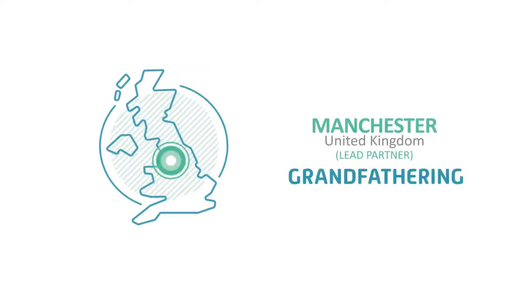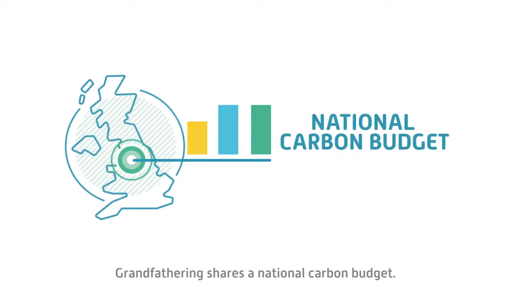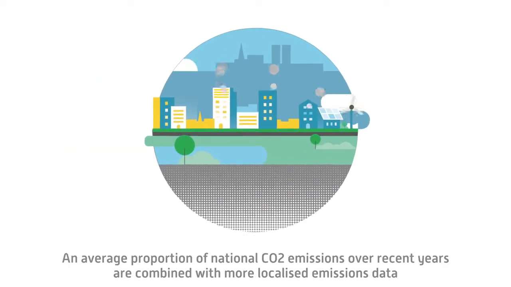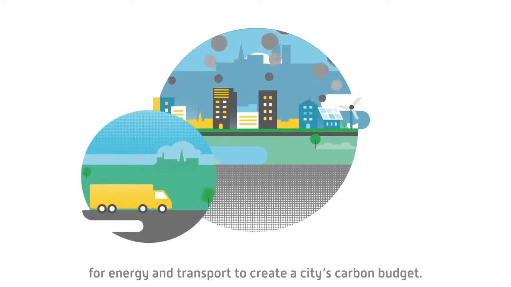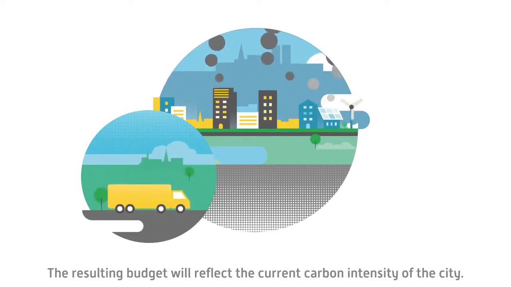Manchester, UK. Grandfathering. Grandfathering shares a national carbon budget. An average proportion of national CO2 emissions over recent years are combined with more localised emissions data for energy and transport to create a city's carbon budget. The resulting budget will reflect the current carbon intensity of the city.